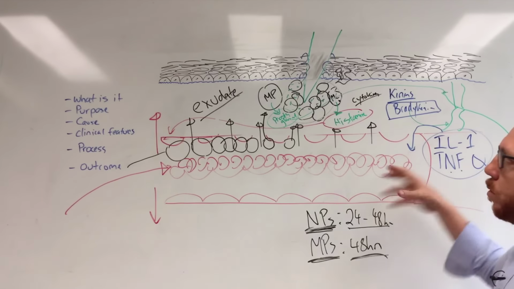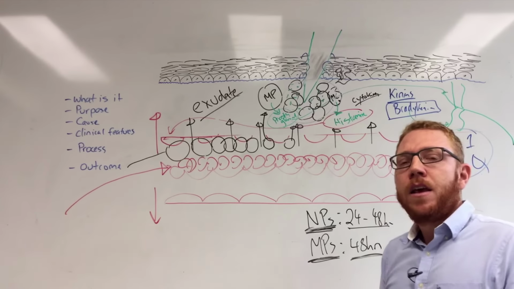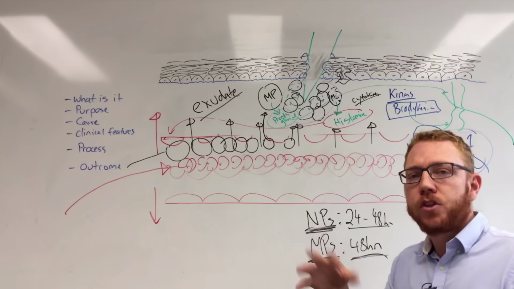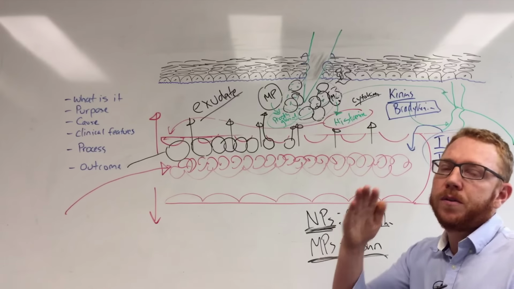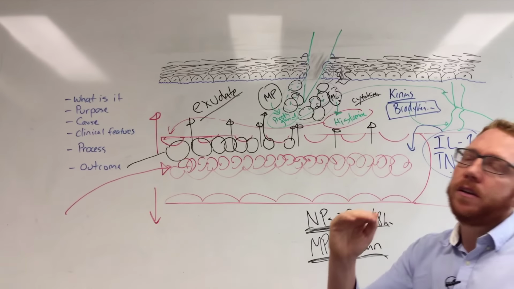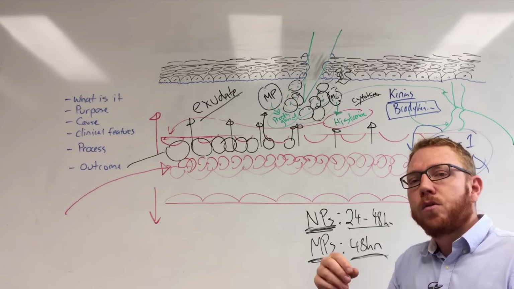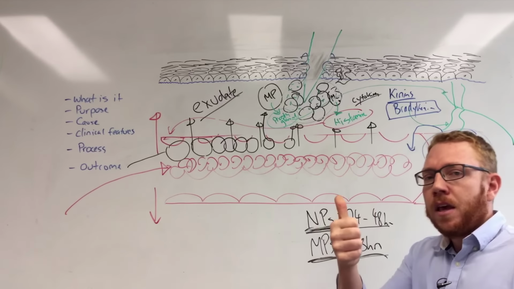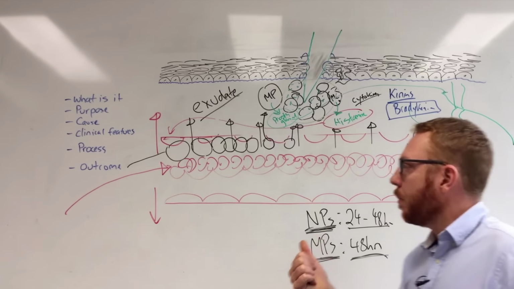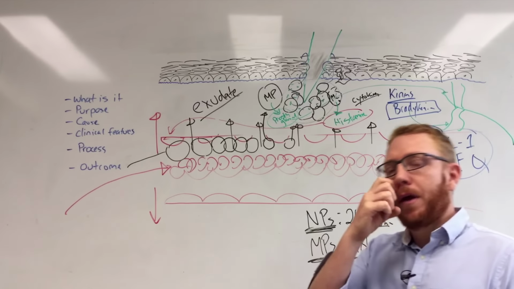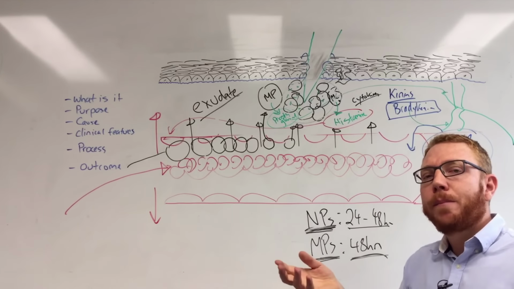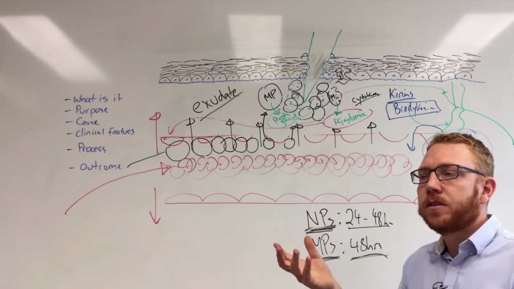These chemicals will go up to the brain and cause your hypothalamus to change its set point. Instead of setting at 37 degrees Celsius, it's going to go up to 39 degrees, and that's going to cause you to have a fever. So that's a systemic response. It's also going to go to your bone marrow and tell you to make more white blood cells. This is the leukocytosis.